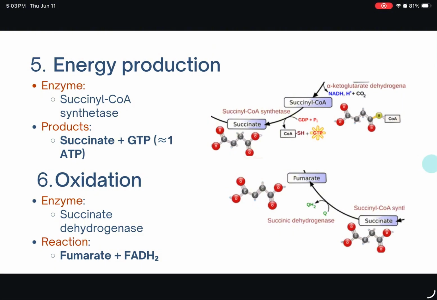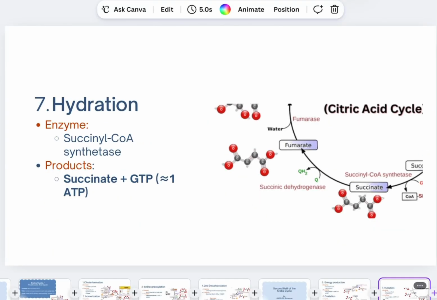And then for step 6, this is the oxidation to fumarate. Succinate is processed by the enzyme succinate dehydrogenase. This reaction removes hydrogen atoms and converts FAD into FADH, which is another type of energy carrier. Now the molecule becomes fumarate, getting closer to completing the cycle.